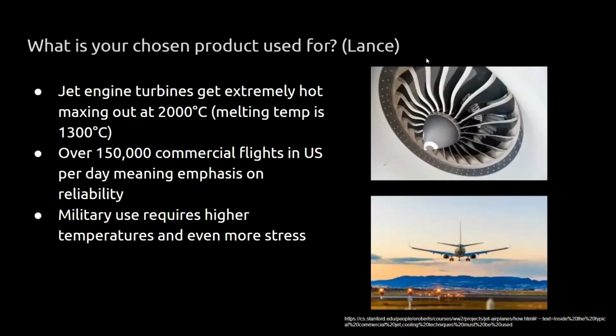Our chosen product was jet engine turbine blades. They're used in both commercial and military aircraft. Commercial jets have combustion temperatures up to 2000 degrees Celsius, so with the original blade material used having a melting temperature of 1300 degrees Celsius, it is important that these alterations to the material are consistent and reliable.